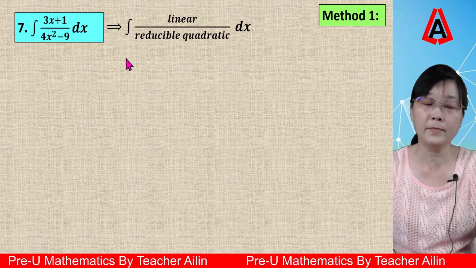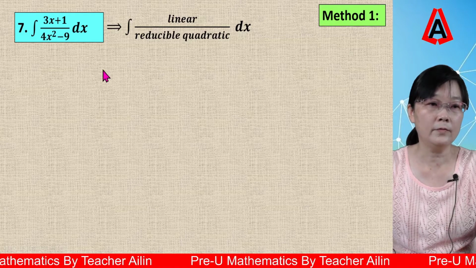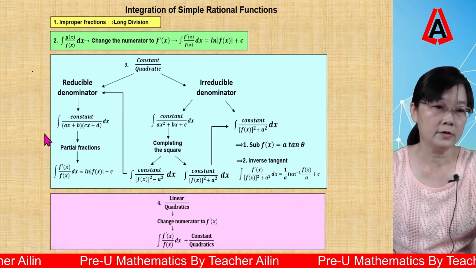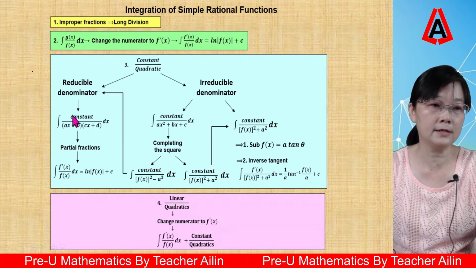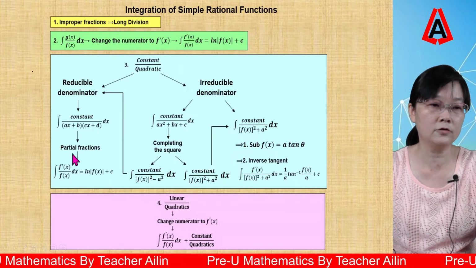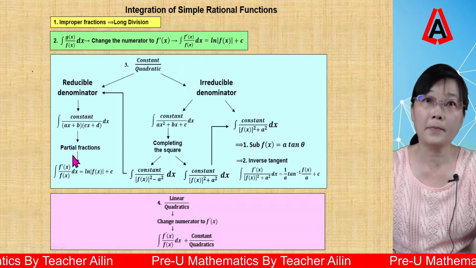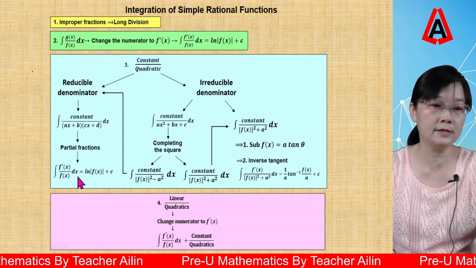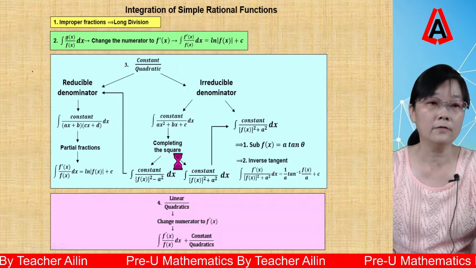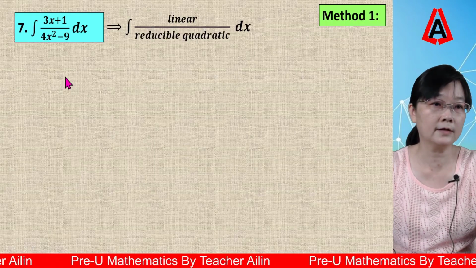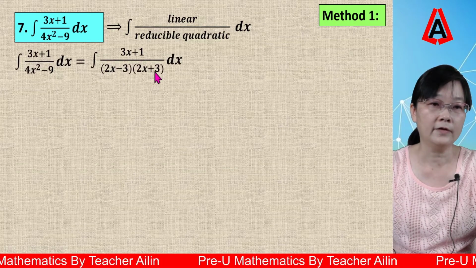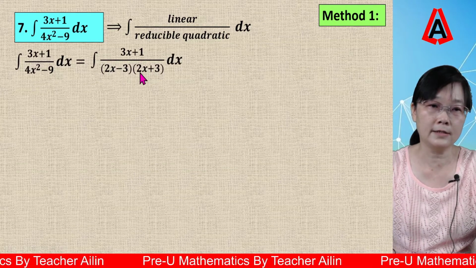For the first method, since we are able to factorize the denominator, I'm going to first factorize the denominator, followed by partial fractions. Then after that, find the integration by using this formula. So now I'm going to factorize the denominator. After factorizing, I get this.